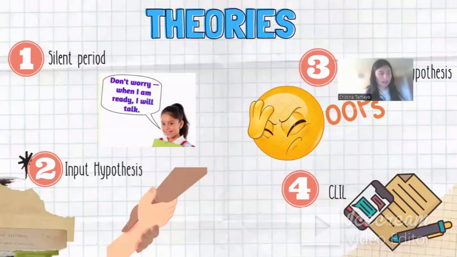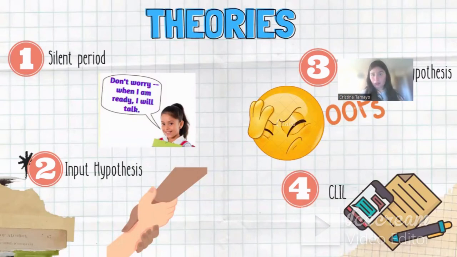Then we have some theories. The first of them is the silent period. Here, students are not going to talk, but it doesn't mean that they are not going to understand. And how do we check understanding? Well, we can do, for example, drawing activities or writing activities in order to check that our students are understanding what we are saying and what we are teaching.